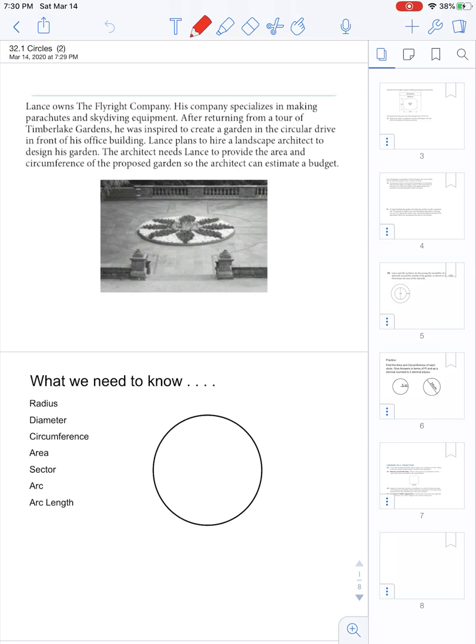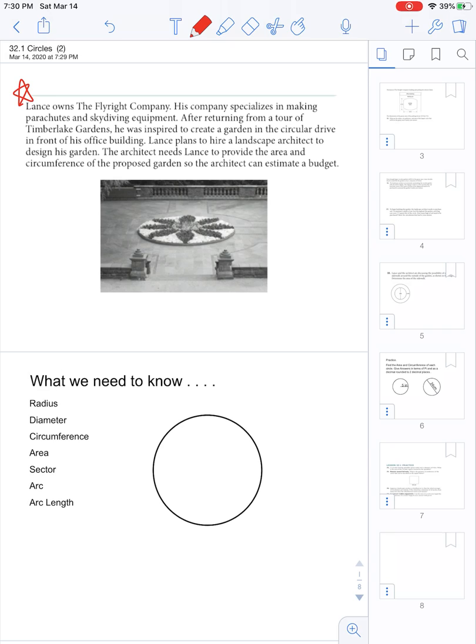Many of the problems in these next video lessons are going to be regarding this situation. So if you read along with me, Lance owns the Fly-Right company. His company specializes in making parachutes and skydiving equipment. After returning from a tour of Timberlake Gardens, he was inspired to create a garden in the circular drive in front of his office building.